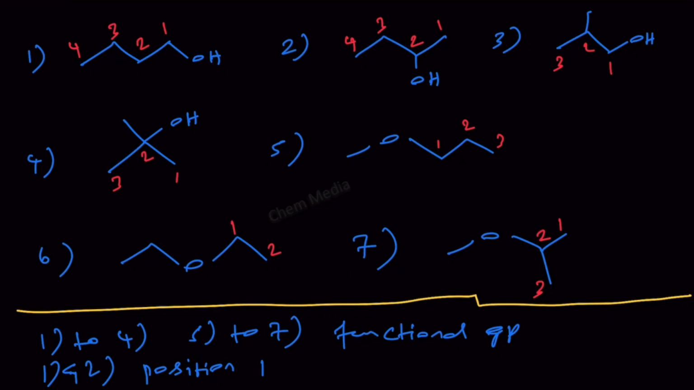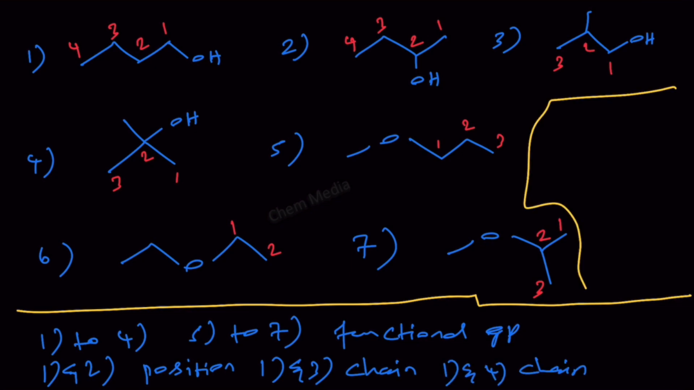How about 1 and 3? If we are comparing 1 and 3, then it is chain isomerism, because in 1 we have butane as the parent chain, whereas in 3 we have propane as the parent chain, and therefore 1 and 3 are chain isomers. How about 1 and 4? 1 and 4 are also chain isomers for the same reasons. How about 2 and 3? 2 and 3 are once again chain isomers because the parent chain length is different.